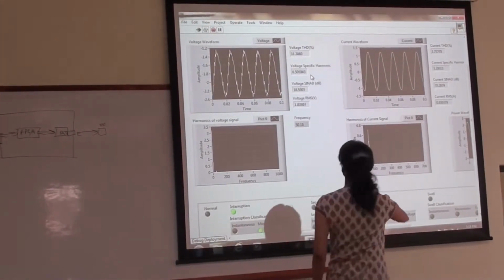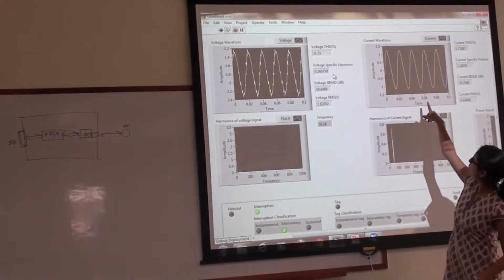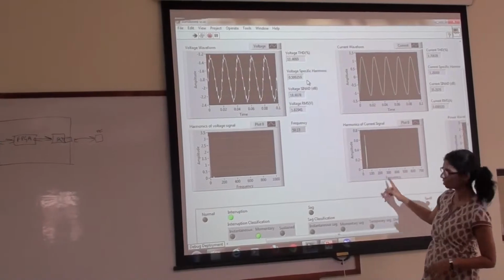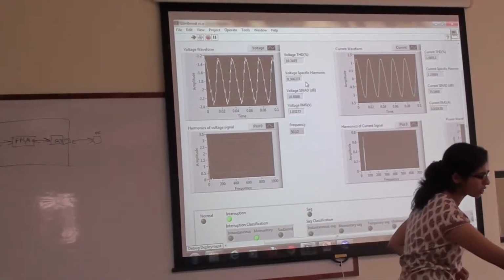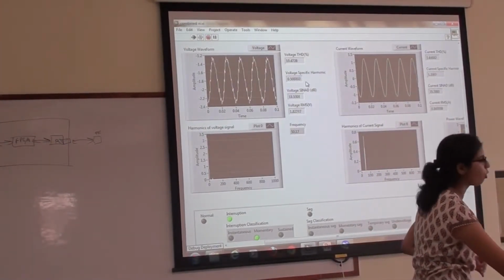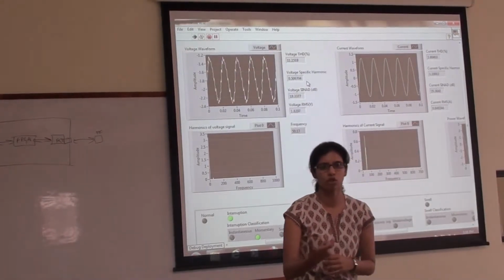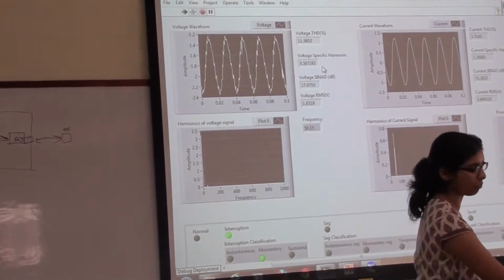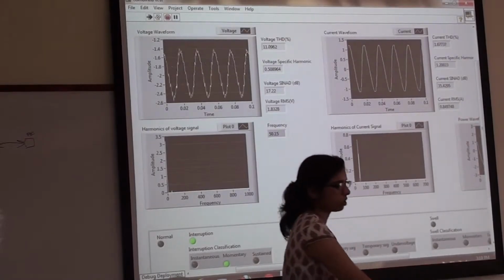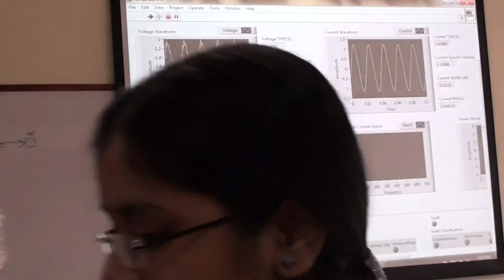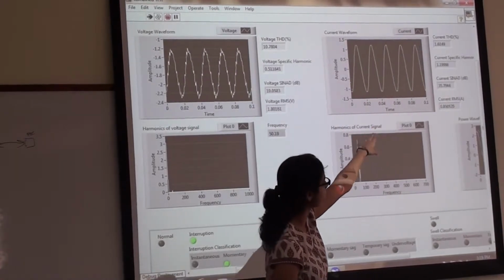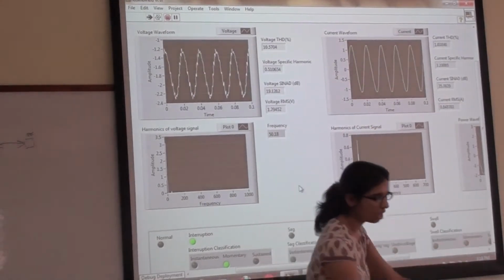We have different waveforms here. These are the voltage waveform, the current waveform, and the harmonics of the voltage and the current signals. And we also see a list of values here. The first is the voltage THD, that's the harmonic distortion present in the signal. Then we also have a specific voltage harmonic. That's also the signal to noise disturbance ratio that's calculated in dB. And also the RMS value of the voltage or current. And similarly, we have all of these values calculated for the current as well.